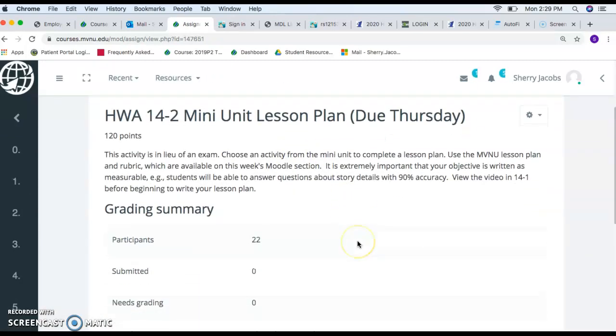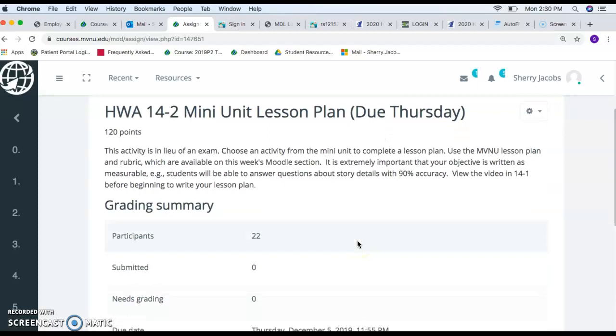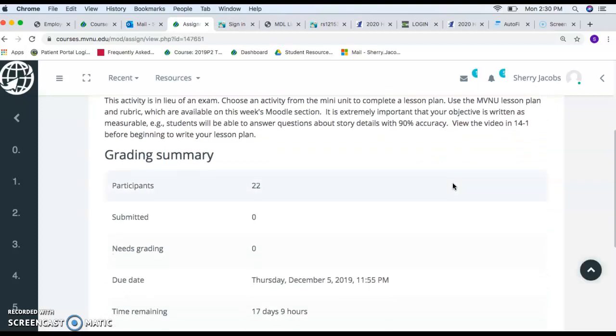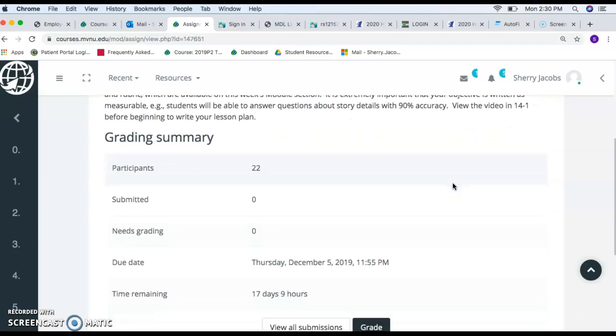So you're going to take your mini unit that you just did for week 13. And instead of having an exam, you're going to choose one activity from the mini unit and complete a lesson plan. You're going to use the MVNU lesson plan and rubric, which are available on the Moodle section.